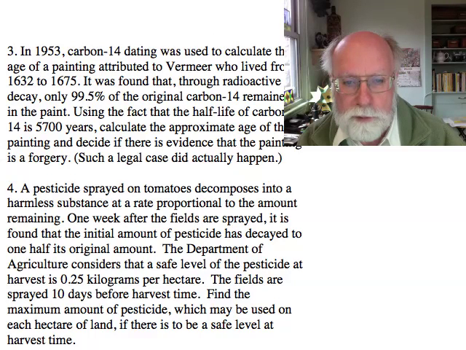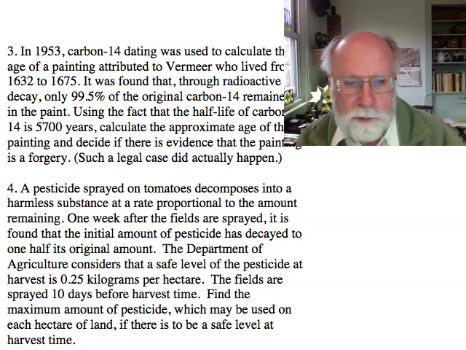1 week after the fields are sprayed, it is found that the initial amount of pesticide has decayed to 1/2 its original amount. So that's a half-life information right there. The Department of Agriculture considers that a safe level of the pesticide at harvest is 0.25 kilograms per hectare. The fields are sprayed 10 days before harvest time. Find the amount of pesticide that may be used on each hectare of land if there is to be a safe level at harvest time.